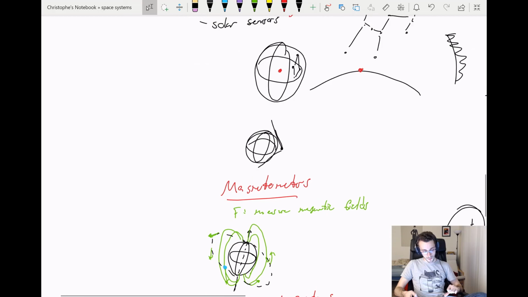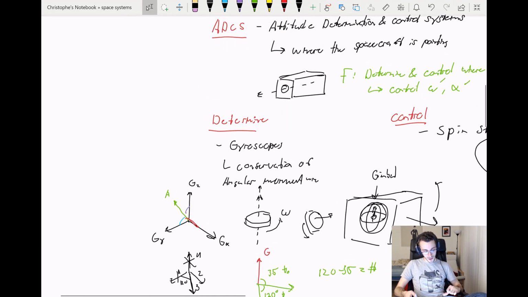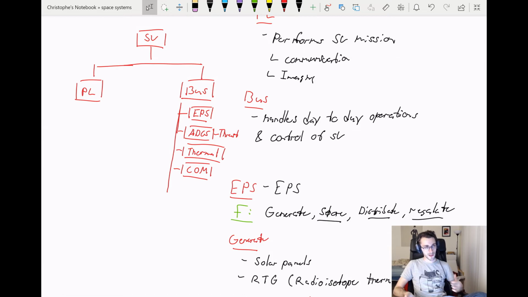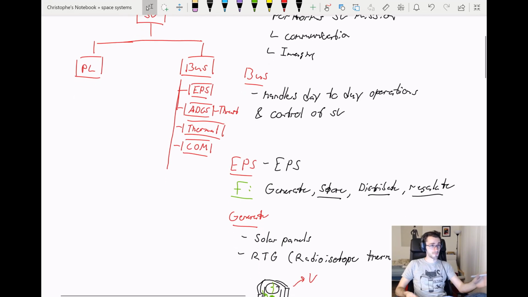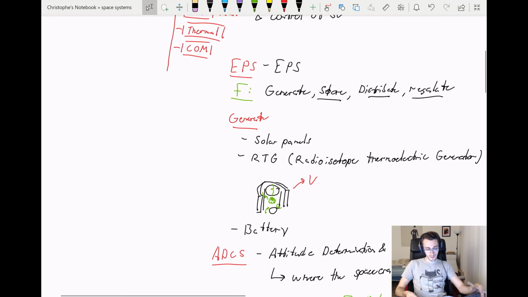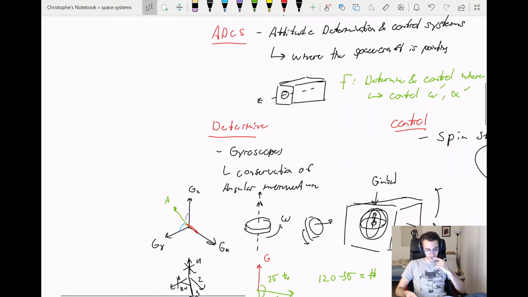So yeah, that kind of goes over a general overview of all of the systems that you might see on the bus. Again, as I mentioned before, the payloads can have very different things depending on what you're trying to do, so I'm not going to be covering that in this video. So the last one we're going to be talking about is communications.